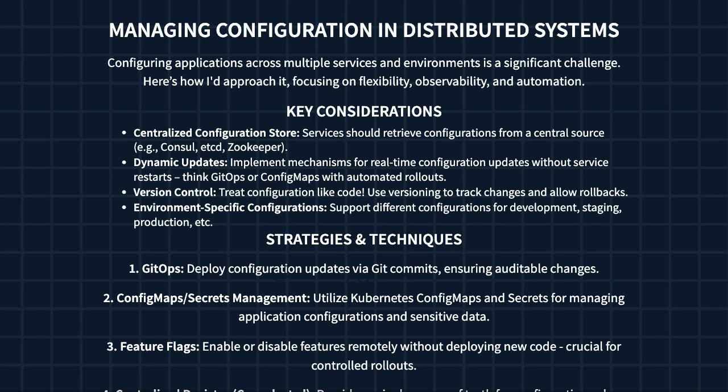Think of it like rolling out changes smoothly. Version control is also key. We treat our config files just like code, so we track all the changes and can easily revert if something goes wrong. And finally, don't forget about environment-specific configs. Development, staging, production, they'll likely need different settings.